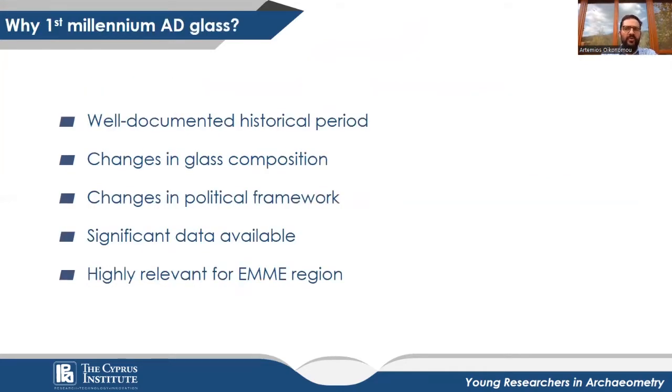Why should we focus on natron glass and the first millennium AD? First of all, it is a long, well-documented historical period. The changes in the political framework during the first millennium AD also reflected changes in glass composition. In addition, there is a lot of available analytical data on glass dating to this period, and this makes our life easier. And of course, since the Eastern Mediterranean and Middle East region played an important role in glassmaking in the first millennium AD, this is highly relevant.